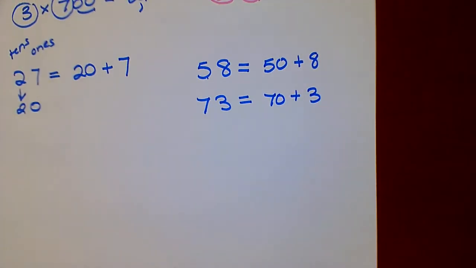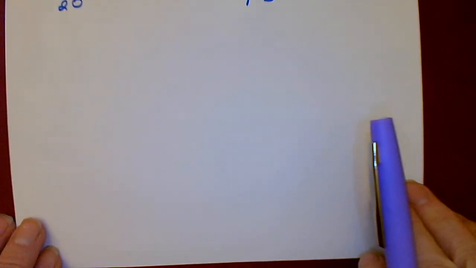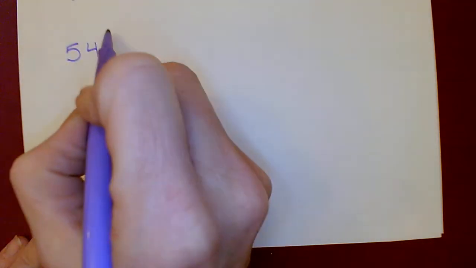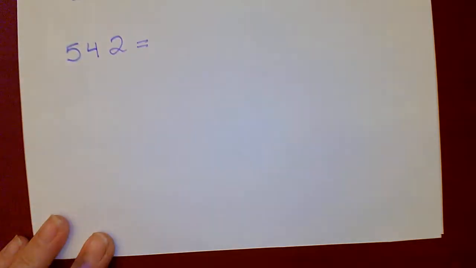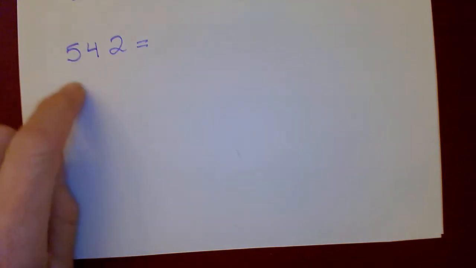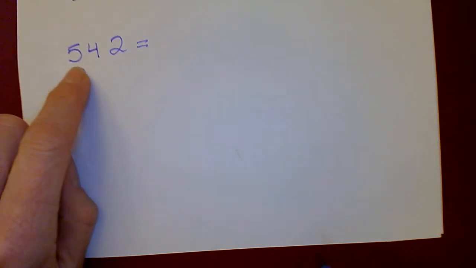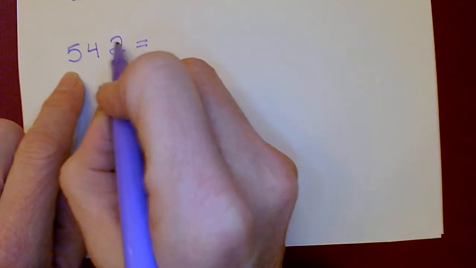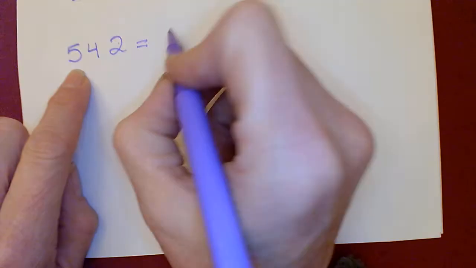So now let's try some slightly larger numbers. What about if I had 542? And I wanted to write that in expanded form. Again, I'm going to start here with my hundreds. I have 5 hundreds in the hundreds place. So we have ones, tens, hundreds, 500.